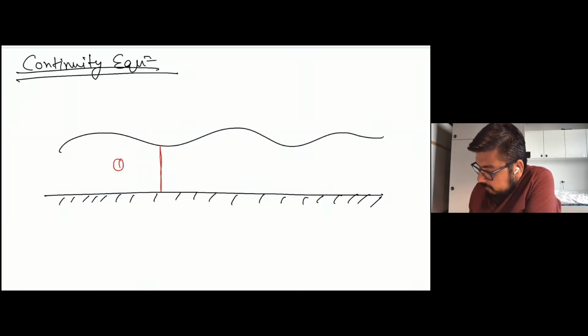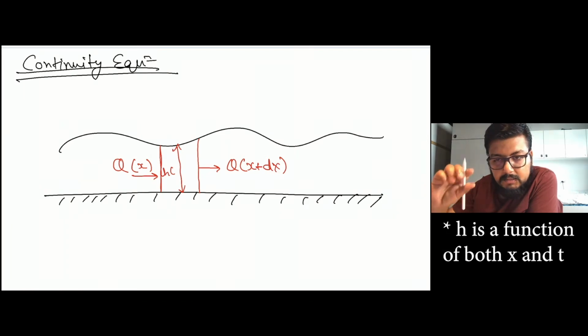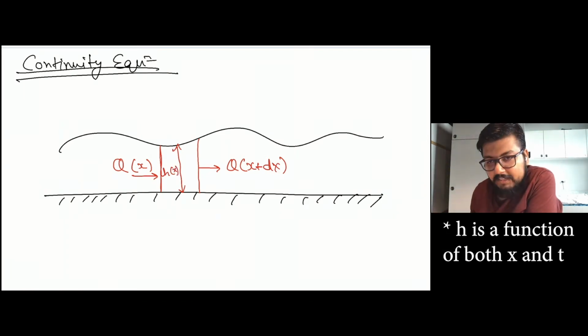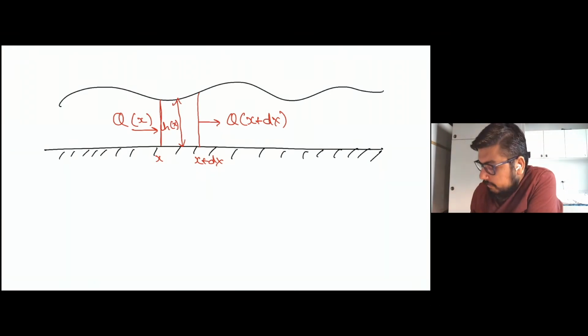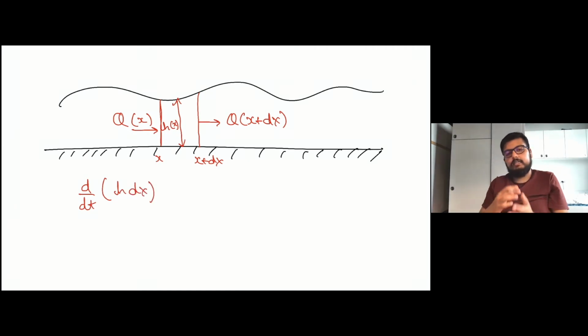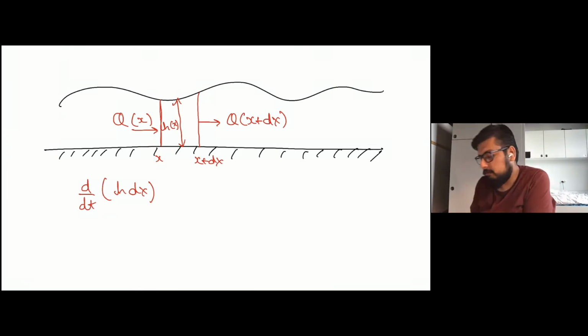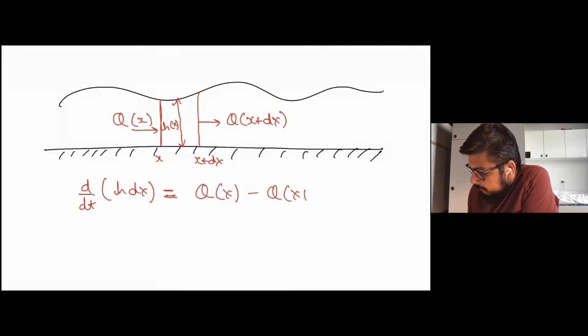Let us assume that the volume flux coming in from the left of this control volume is Qx, and the volume flux exiting from the right is Q(x+dx). And the height of this thin film is h, which is also a function of x. So from the continuity equation, we can write that d/dt of (h dx), the time derivative of the volume in the control volume, is equal to Qx minus Q(x+dx).